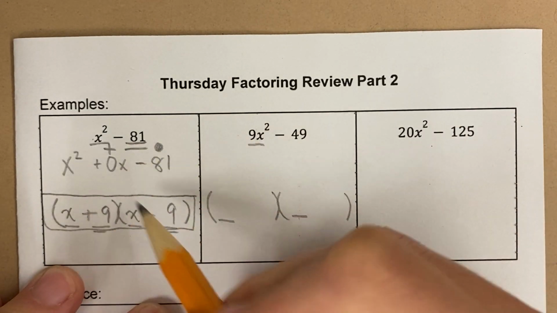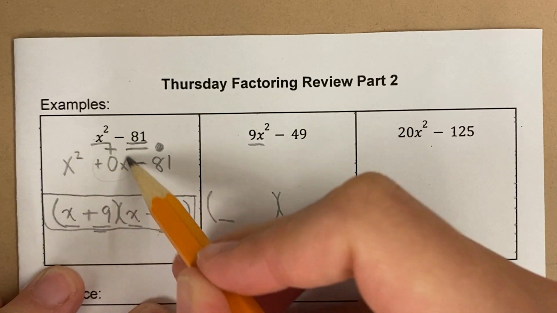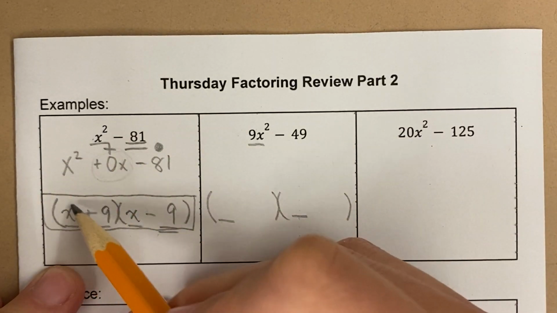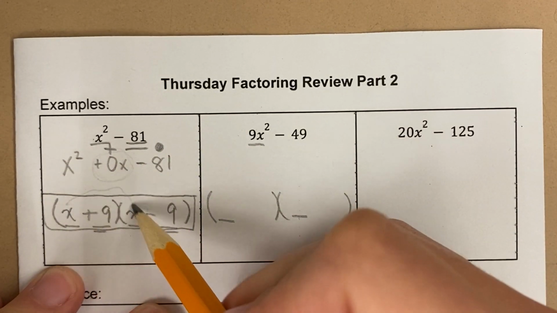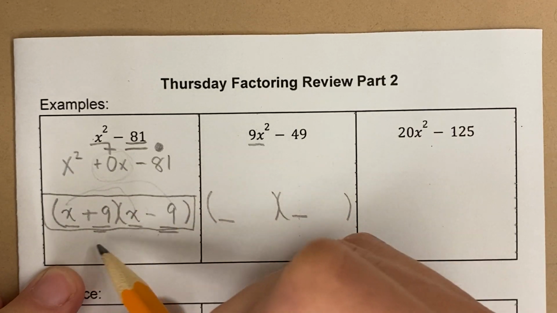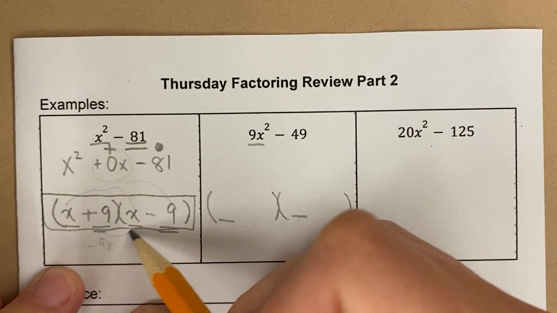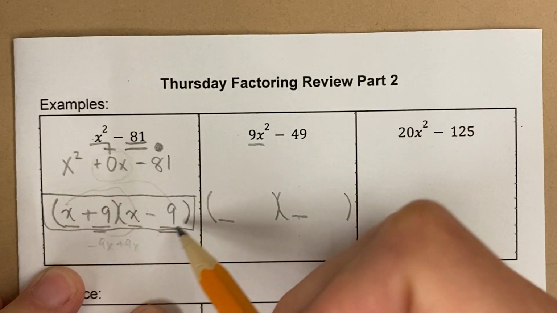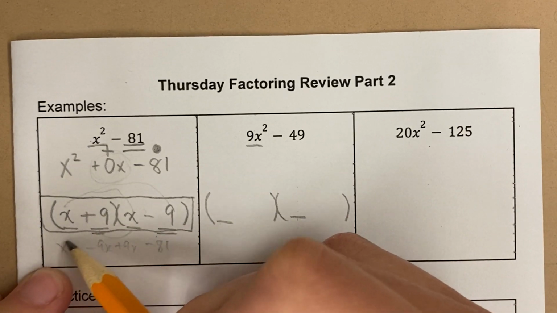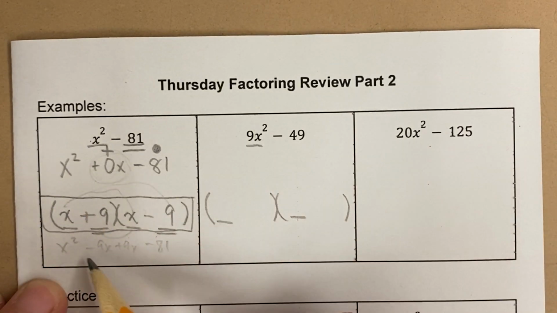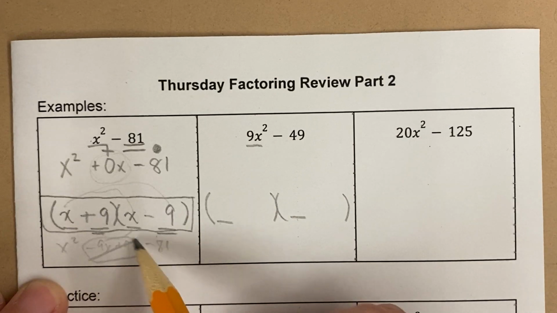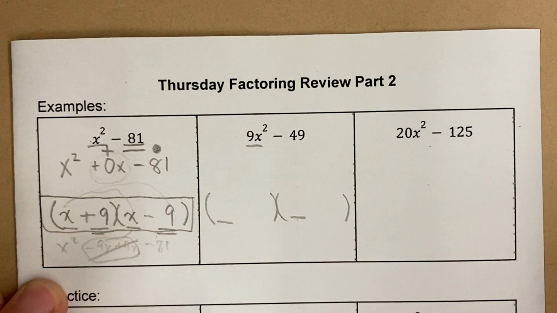Because the only way that they end up canceling and creating this 0 in the middle is, when I multiply this out, I get x times x, that's x squared. Here I get negative 9x. Here I get positive 9x. And here I get negative 81. So this is what happens when I multiply it out. And these end up becoming 0 and canceling. So that's why I end up with only 2 terms.